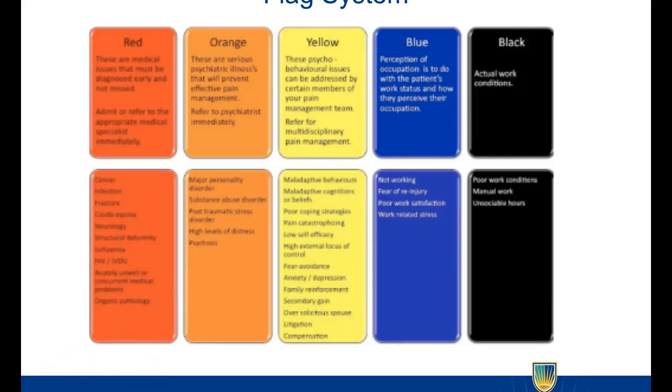The red in particular includes cancer, infection, fracture, cauda equina syndrome, neurology, structural deformity, HIV, and organic pathology. The most important on the red is the cauda equina syndrome, which has to do with bowel and bladder control.